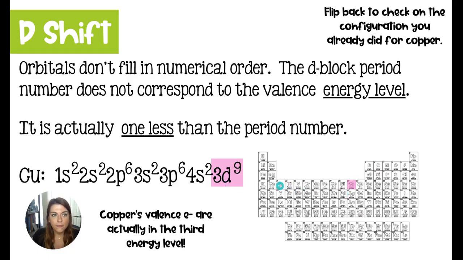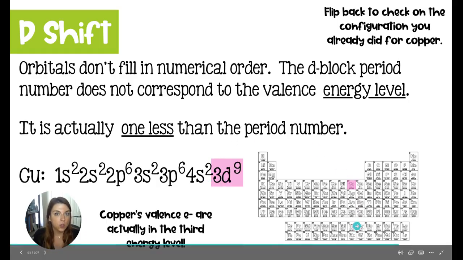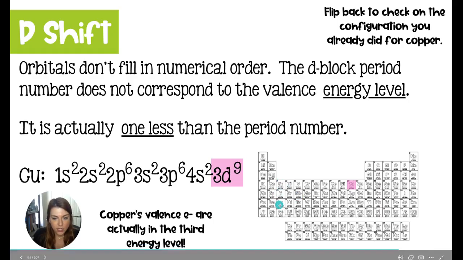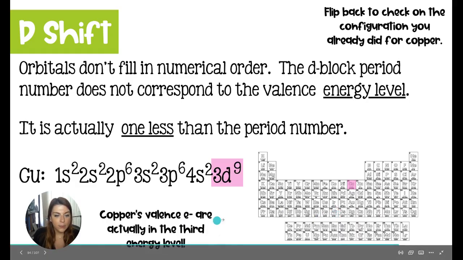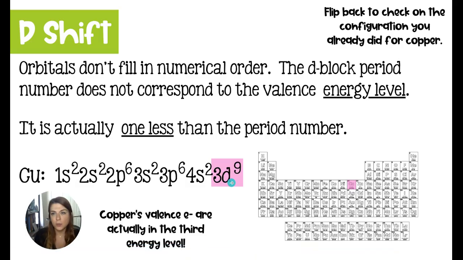So in terms of the hacking of the periodic table, you would have to remember about the D shift: the period is going to be one more than the final electron configuration, or the configuration is one less than the period number. It's off by 1. So this is actually 3D, 4D, 5D, and 6D. Copper's valence electrons are truly in its 3rd energy level because it does a little bit of electron rearranging for some added stability.